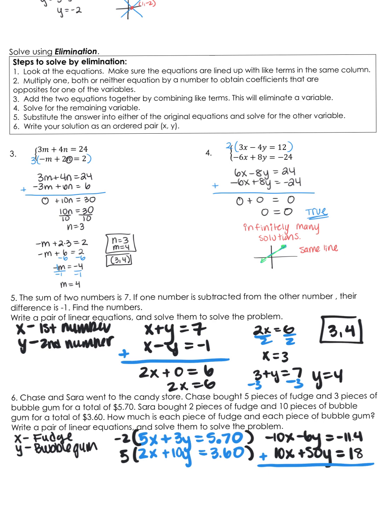When you add, the x's will go away. You can put a 0 there, or you can put nothing there. The y's, -6 plus 50 should give you 44y. And -11.4 plus 18 should give you 6.6. So then to solve that equation, you can just divide by 44. And you should get y is equal to 0.15.